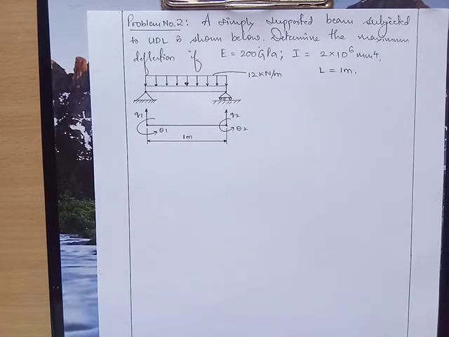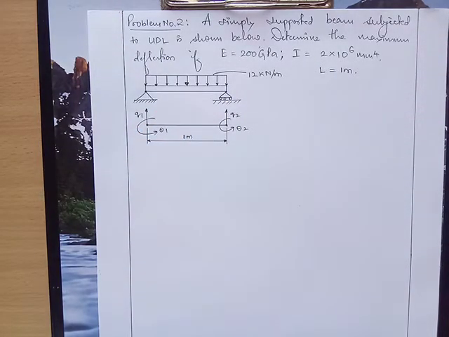A simply supported beam subjected to UDL is shown below. Determine the maximum deflection if Young's modulus is 200 GPa. Moment of inertia I is 2 into 10 raised to 6 mm raised to 4 and the length of the beam is 1 meter. Right, so this is the diagram that has been given to us in the problem.